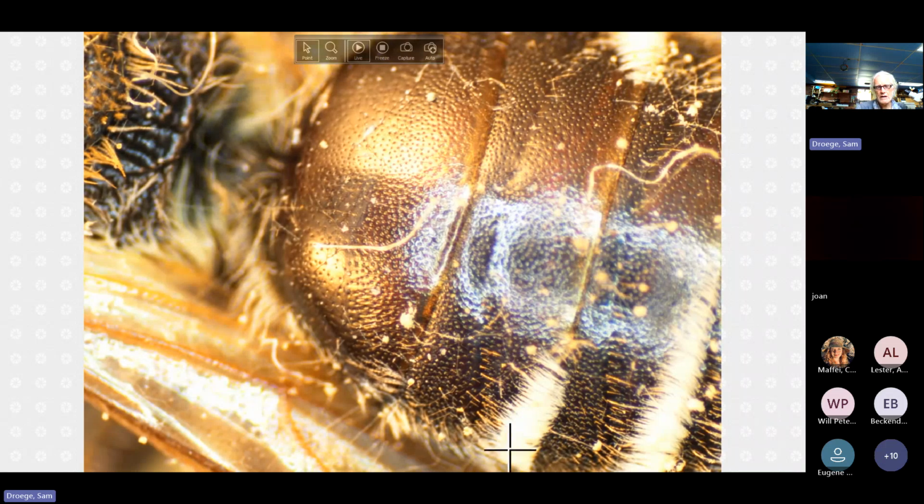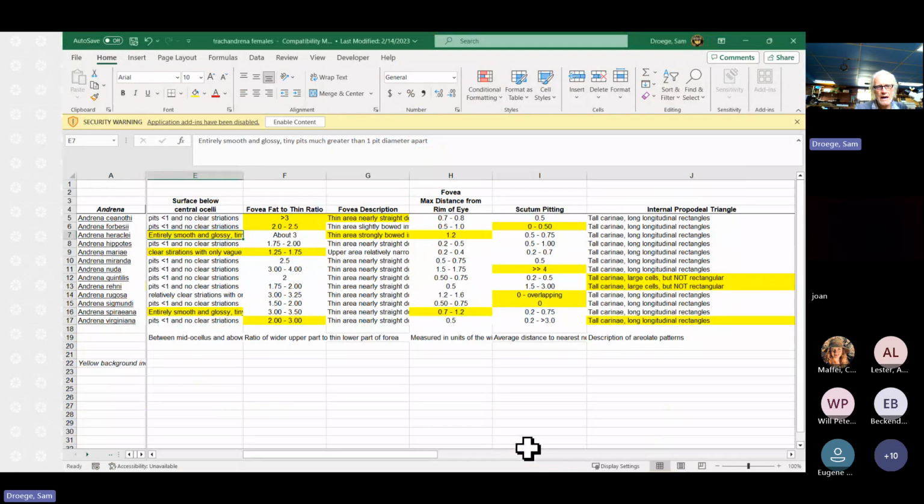Look at the bright, shiny side patches of apical hair bands. Let's see what we have here again. So we're on the row with Heraclei.